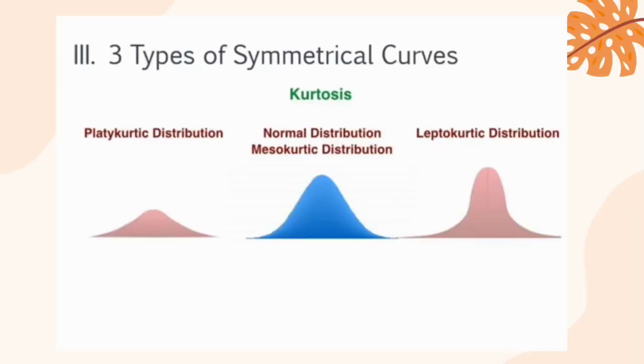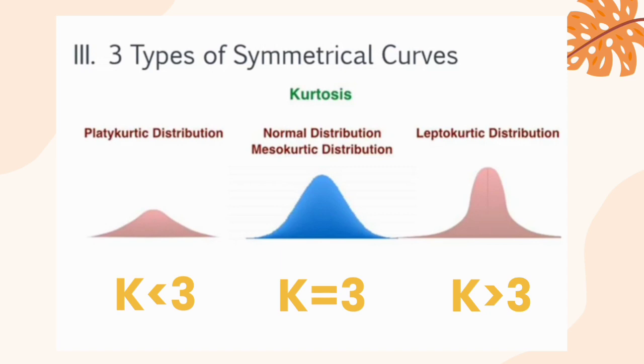There are three categories of kurtosis that a set of data can display. All measures of kurtosis are compared against a normal distribution. A negative excess kurtosis represents a platykurtic distribution, and a zero value indicates a mesokurtic distribution. And lastly, a positive excess kurtosis indicates a leptokurtic distribution. If the kurtosis is less than 3, then that is platykurtic. If kurtosis is equal to 3, then that is mesokurtic. If kurtosis is greater than 3, that is leptokurtic.